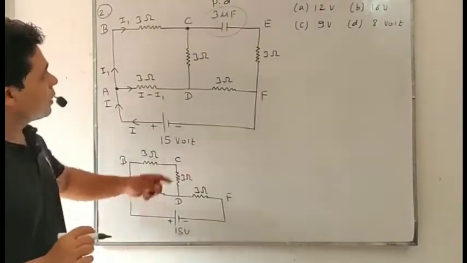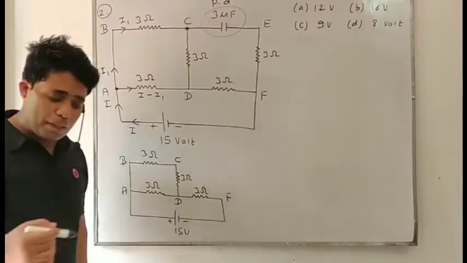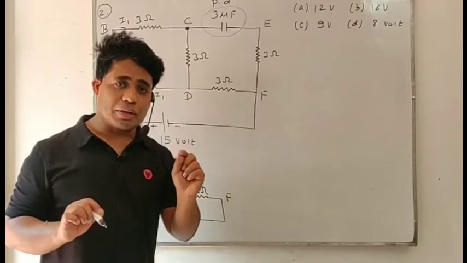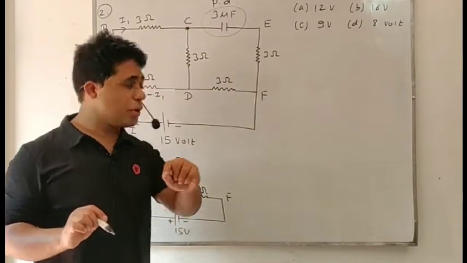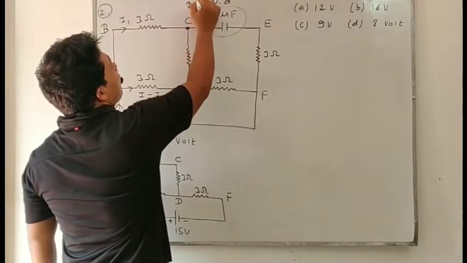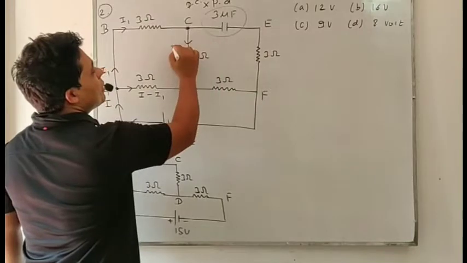It was expected that current should divide into 2 parts, but that is a capacitor, and as we did before, a capacitor does not accept DC current. Note it, students, that is the important point. This capacitor does not accept DC current. So I1 will not move in that side. I1 will come in this circuit.